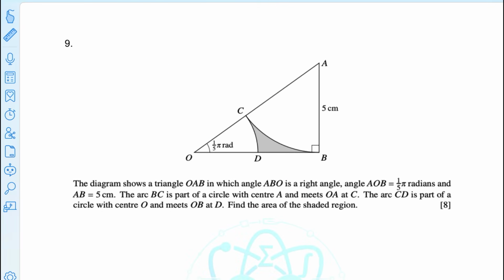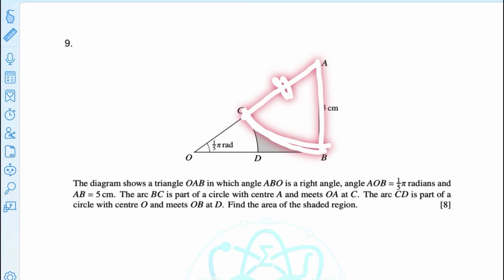Now question number 9 is about sectors. The diagram shows a circle OAB. So a circle OAB, right? And AOB is a right angle. This angle is given 1 over 5 radian and AB equals 5 centimeter. BC is an arc, or part of a circle with center O. This is the sector we have, and this is the radius 5 centimeter, right?